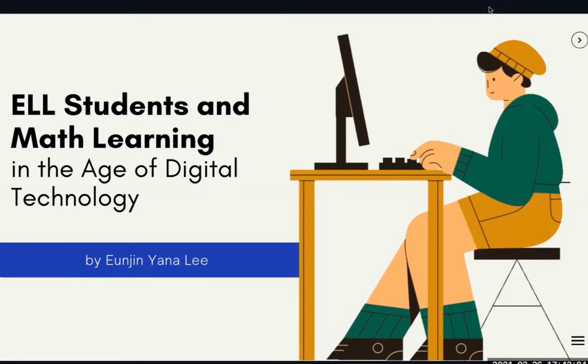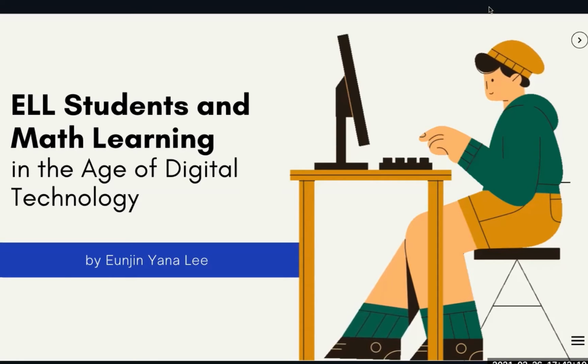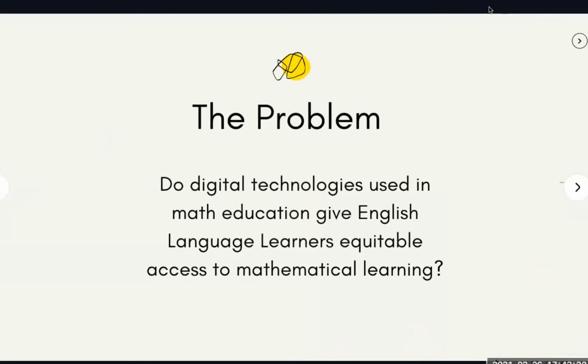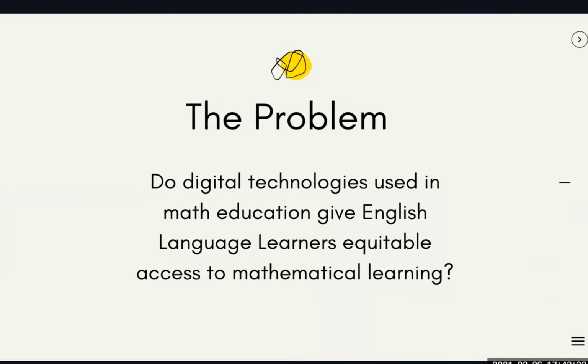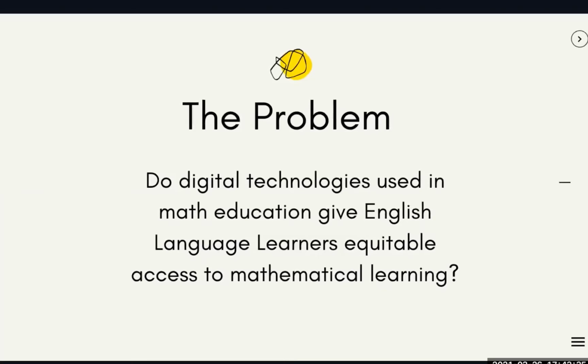ELL and mathematical learning in the age of digital technology. In Ontario schools, over 25% of students are identified as English language learners, or ELLs, and the numbers will continue to increase in the years to come. In this current age where the use of digital technology in education is on the rise, what does this mean for ELL students? Do digital technologies used in math education give English language learners equitable access to mathematical learning?